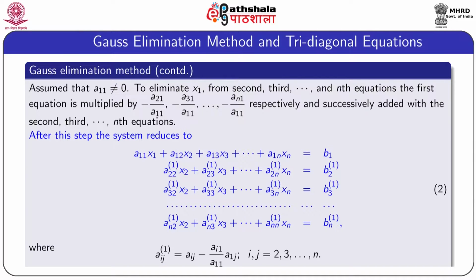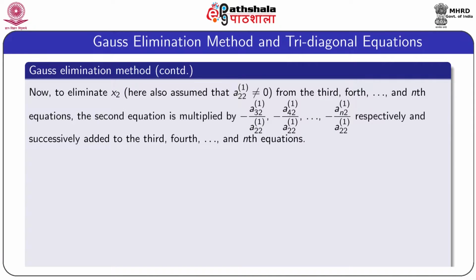Here note that a22^(1) represents the first approximate value, or the first modified value, of the coefficient a22. In general, aij^(1) is equal to aij minus ai1/a11 times a1j, and this is true for all elements i, j equal to 2, 3 up to n. Now, we eliminate x2. Here also we assume that a22^(1) is not equal to 0.